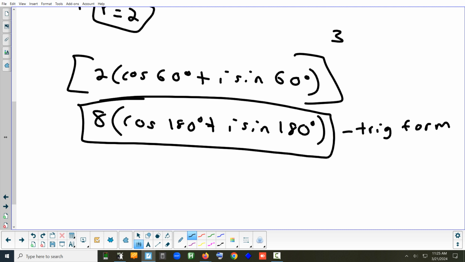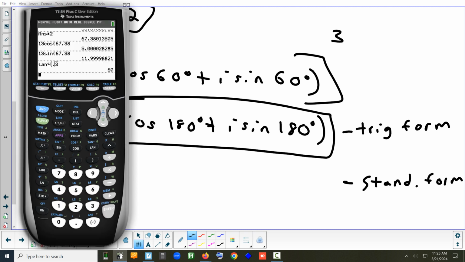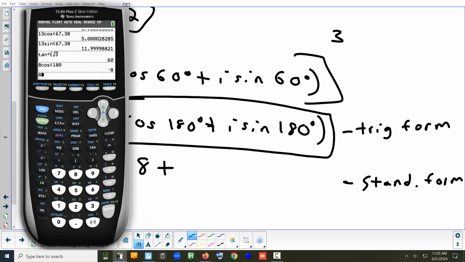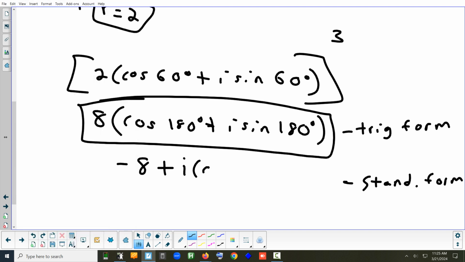If the problem said to write the final answer in standard form, how do you get that into standard form? Distribute the 8 to the cosine. So 8 cosine 180, that's -8, plus distribute the 8 to the sine. 8 sine 180, 0. Eight times the sine of 180 is 0. What's i times 0? So in standard form, what's your final answer? -8. Yep.